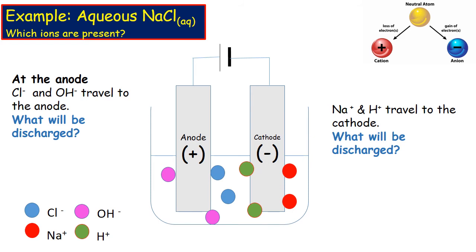Now, I said earlier the first question you need to have is what ions are present. And this time we've got more ions. We've got the Na+ and Cl- still, but we've also got the ions from the water, so H+ and OH-. This now means we have 2 different species travelling to each of the electrodes. So we have chlorine and hydroxide travelling to the anode, and we've got sodium and hydrogen travelling to the cathode. So what will be discharged?